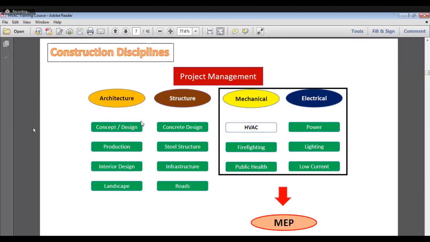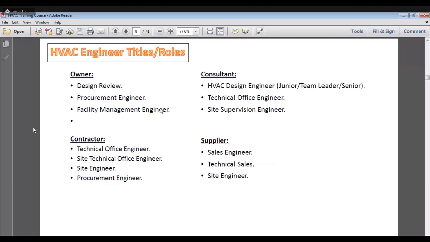Okay. So next slide we will talk about the project management. Every team, architecture, structure, mechanical, and electrical, has design and production phases. The mechanical and electrical team is called the MEP engineer: mechanical, electrical, and plumbing. Mainly what we will study in this course is the HVAC and the mechanical part. The owner can be a design reviewer, a procurement engineer, or a facility management engineer.